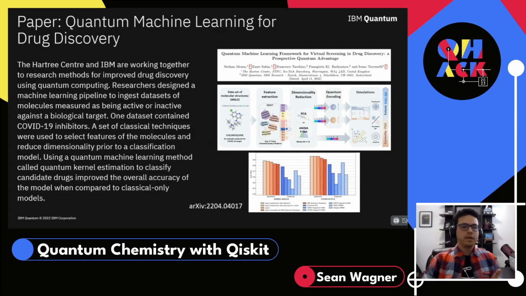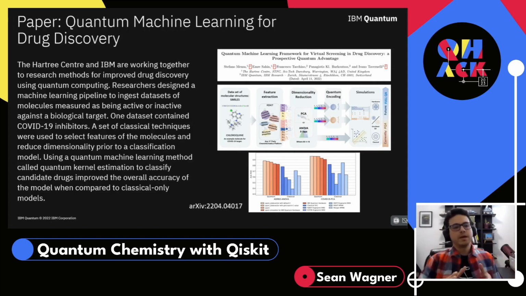In this particular case, they were interested in drug discovery. Can they use a machine learning model running on a quantum computer to improve our ability to identify potential drug candidates for certain kinds of diseases? The way it worked is they had some data sets about various drug or drug-like compounds. From this, they built a classical processing pipeline to do things like feature extraction based on the molecular structures from the data set. They do dimensionality reduction. Again, this is still classical at this point.